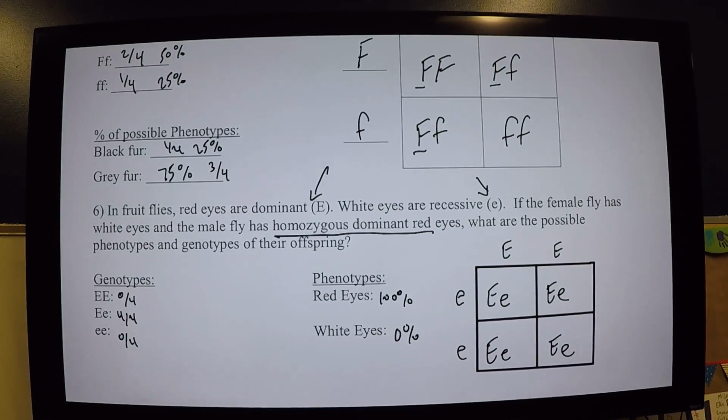You can do either a fraction or percentage. I'm okay with either one. That's up to you.